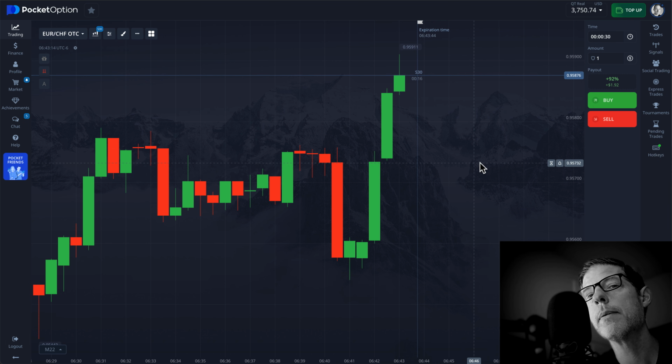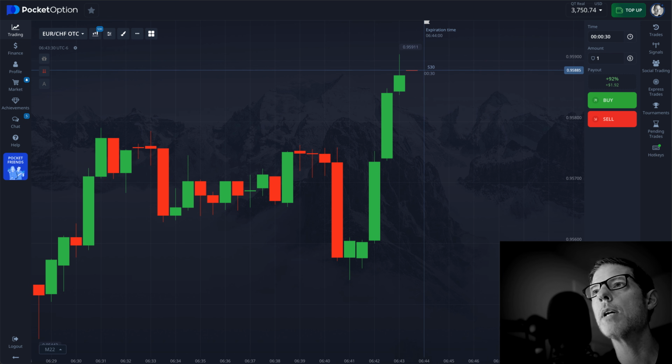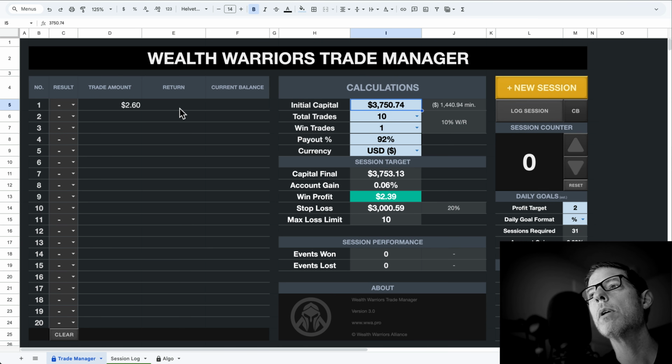Are you putting in $1, $10, $20? What if you have $100? How much are you trading with? $10? Is that too much? Is it too little? You just don't know. And that's why we use calculators like the Trade Manager to help us with these decisions.